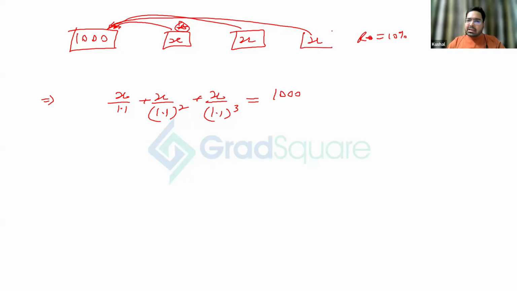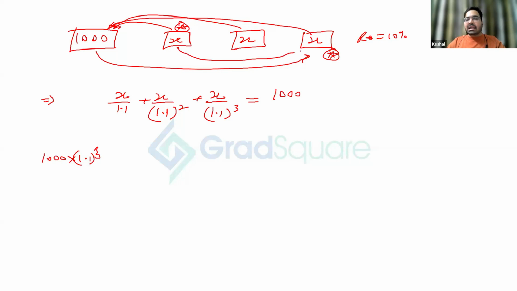I would want you to bring down all the money, all 4 amounts, to the end of 3 years, and then equate the two. So what will 1,000 be at the end of 3 years? It is going to become 1,000 into 1.1 whole cube. Clear? What about this x at the end of 3 years? It has a period of 2 years now, correct? So that is x times 1.1 whole square. What about this money at the end of the third year? It is x times 1.1.